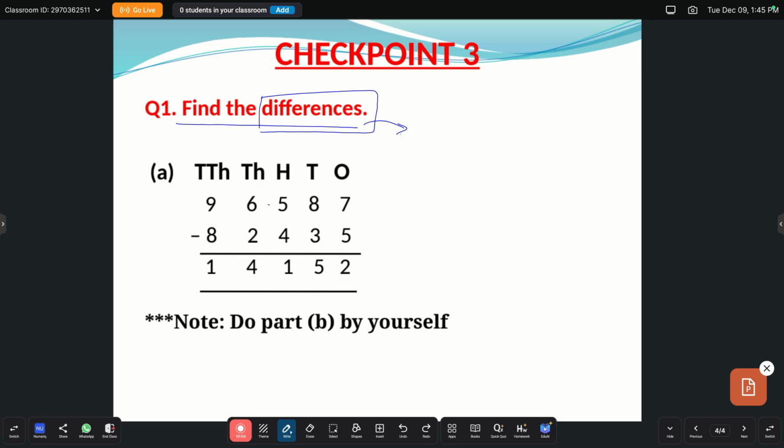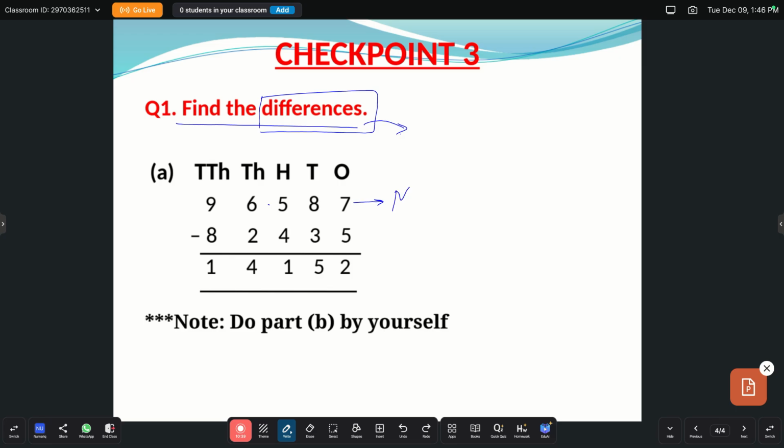Okay, our first number is 96,587. In this question, these numbers have already been arranged in columns. Our second number is 82,435. As you can see, these numbers have been arranged in columns. So what we are supposed to do now, we have to subtract them. What is this number, beta?